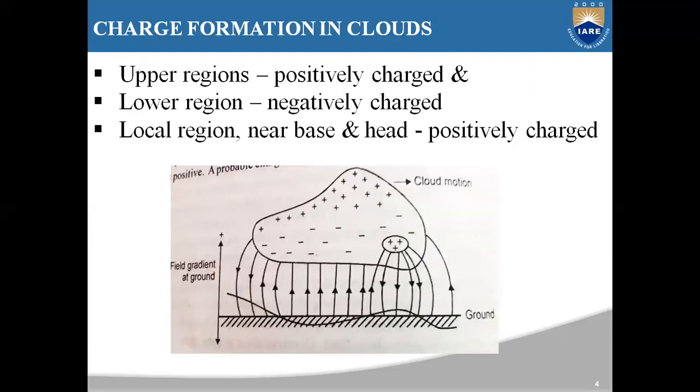So the upper regions of the cloud are positively charged, and the lower regions are negatively charged. As you can see in the figure, here we can see the cloud motion, and the upper part of the cloud is positively charged, as well as the lower part is negatively charged, and the local region near the base is also positively charged. Here you can see the ground, and this is the field gradient from the ground.